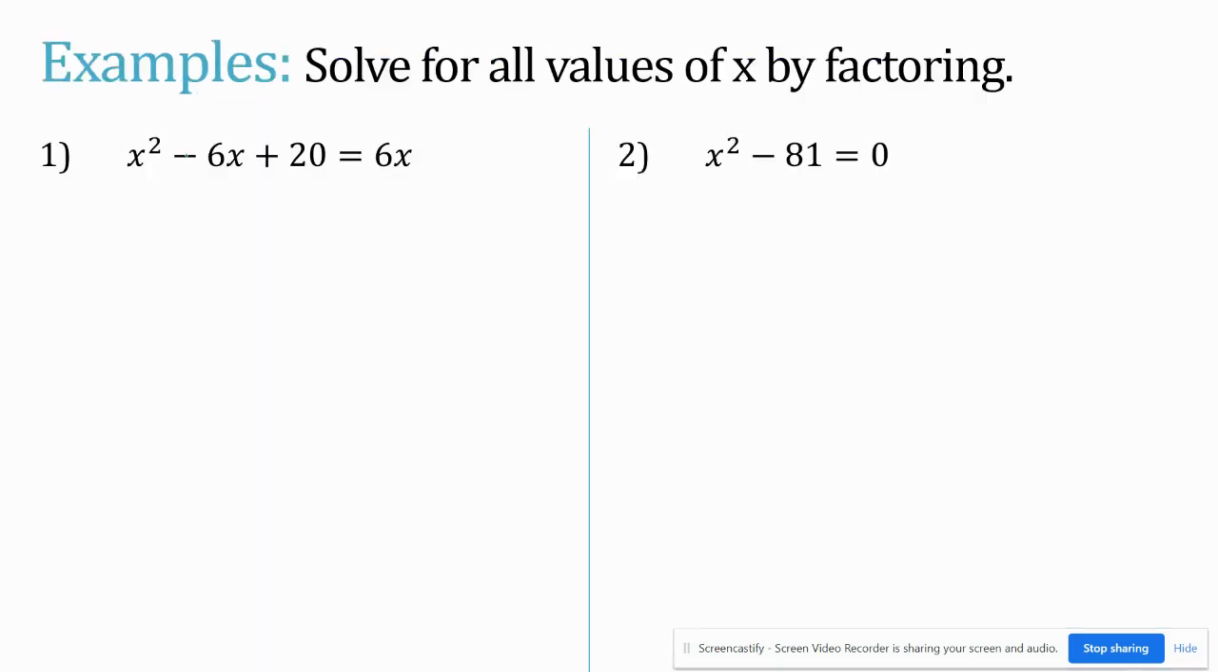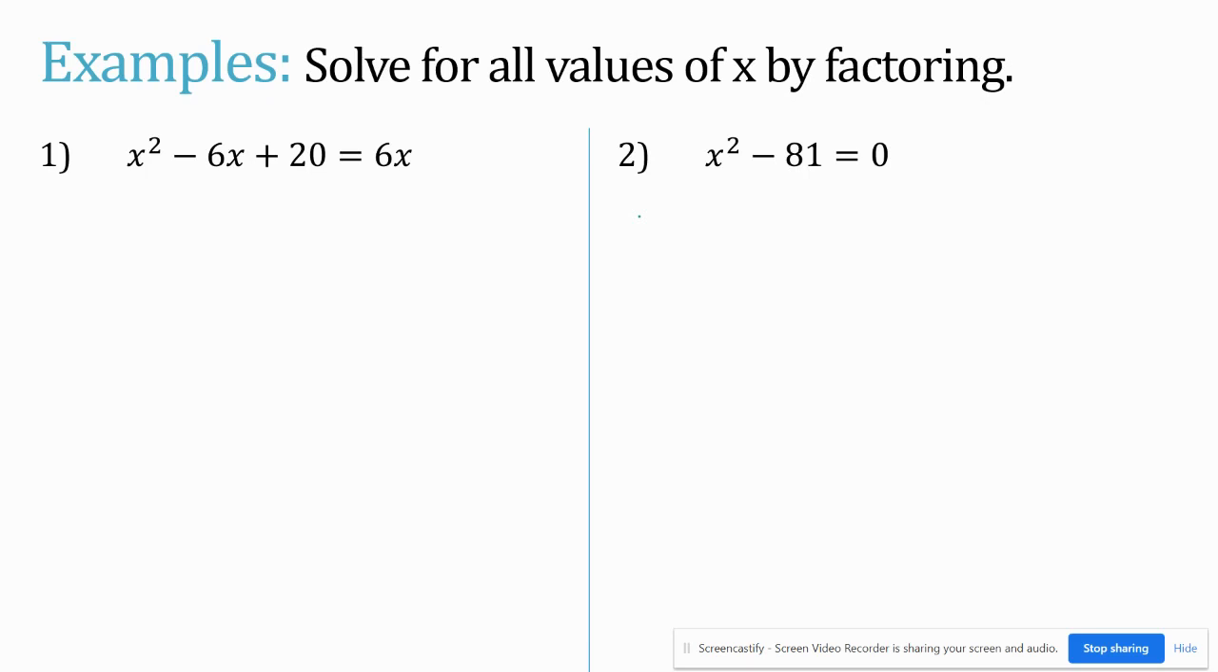Okay, here we have x squared minus 6x plus 20 equals 6x. So same thing, we want to solve for all values of x by factoring. So it's telling us we need to factor. First thing I notice is it's not set equal to 0. We need to change that. It needs to be set equal to 0.